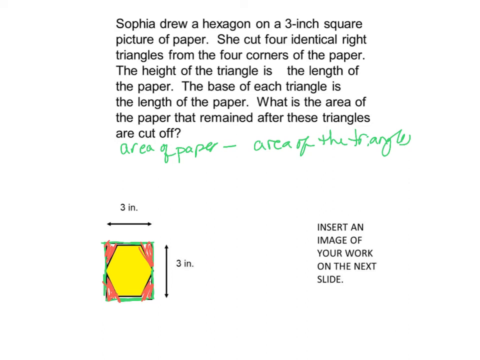All right, so the area of the paper is length times width. The length is 3, the width is 3, minus the area of triangles. Triangles are 1/2 base times height. So we're going to have to figure out those measurements. Okay. The base of each triangle is the length of the paper. What is the area of the paper that remained after these are cut out?